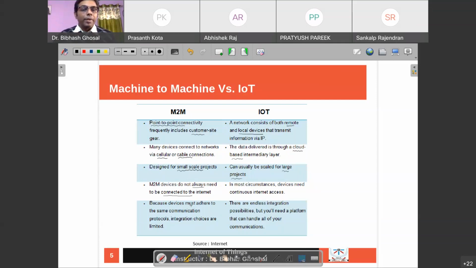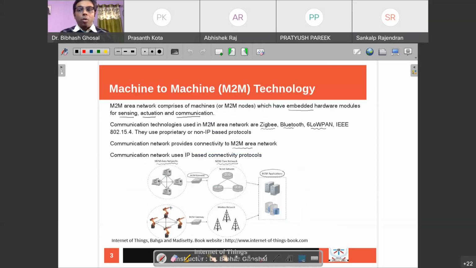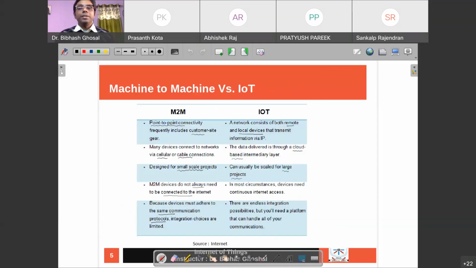Finally, the devices must adhere to the same communication protocol. That is usually the case in M2M. All the devices are homogeneous. If you're talking about, let's say, a factory environment where there are 4 to 5 robots which are going to communicate, usually in the assembly line, the robots that you use will all be of the same type. As you see in this picture, all the devices are basically homogeneous. So it's obvious that the communication methodology they use will be of the same type.